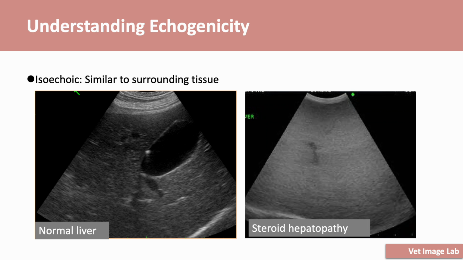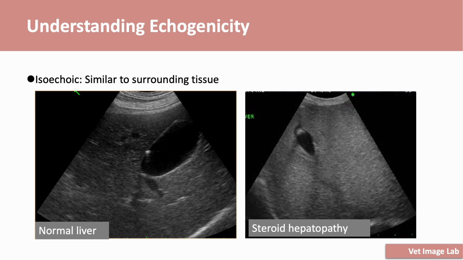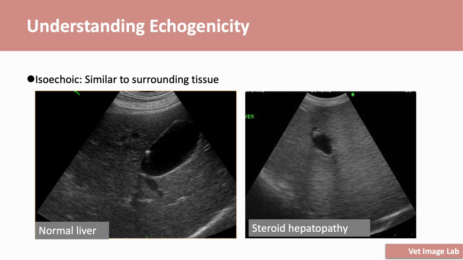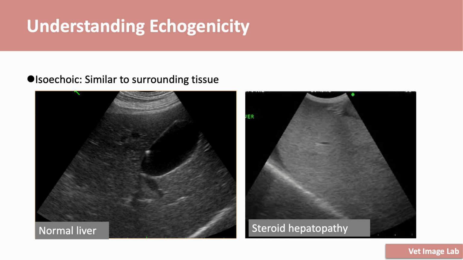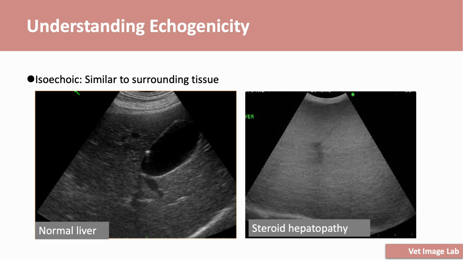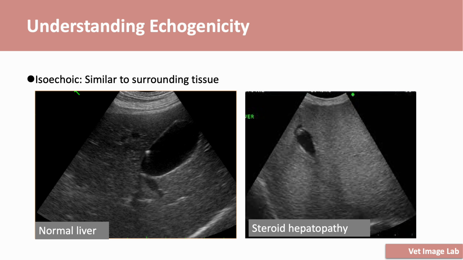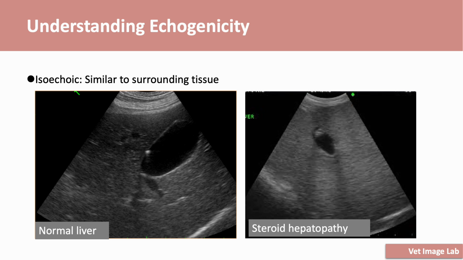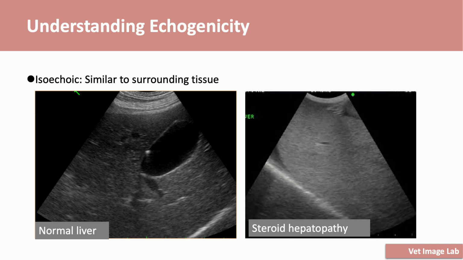No. On the left, we see a normal liver with typically homogeneous echogenicity, a little dark. On the right, however, we see a case of steroid hepatopathy. Here, the liver's echogenicity is increased due to excessive glycogen accumulation in hepatocytes, making it appear brighter than normal. In this situation, we cannot say that both livers are isoechoic.